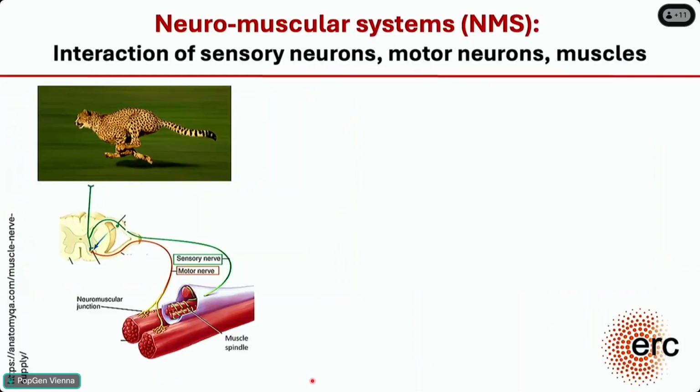And we know a great deal about how muscles are made in vertebrates, and how they are regulated by these neuromuscular systems, so by this interaction of sensory neurons, motor neurons, and muscles. And this interaction is super important. We know this also from diseases where, for instance, the neurons detach from the muscles, like in ALS disease. If the motor neurons don't innervate the muscle anymore, then the muscle will just degrade and get wasted.